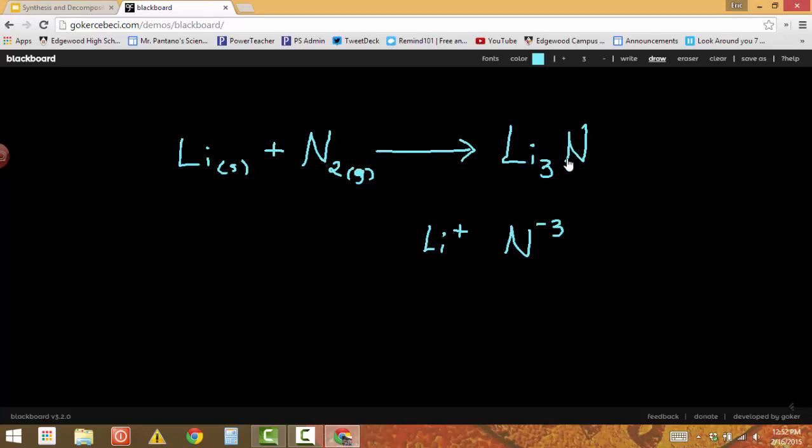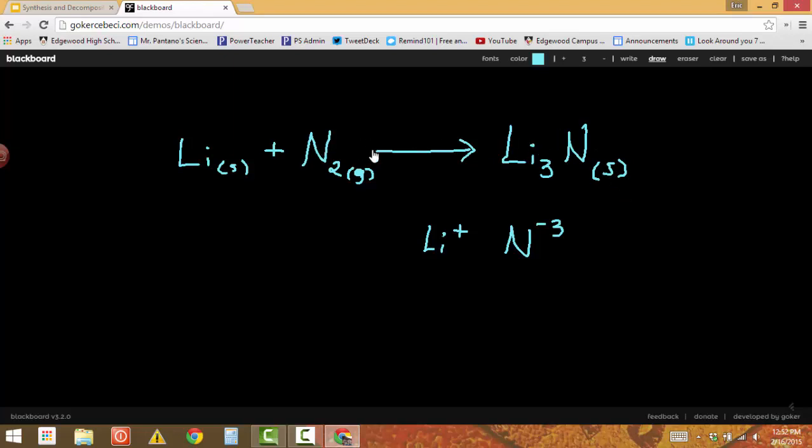Okay? Li3N. Now, ionic compounds, if there's no water involved, this is really important, make sure you write this down. If there's no water involved in my equation, then an ionic compound will always be a solid, because ionic compounds are solids at room temperatures.